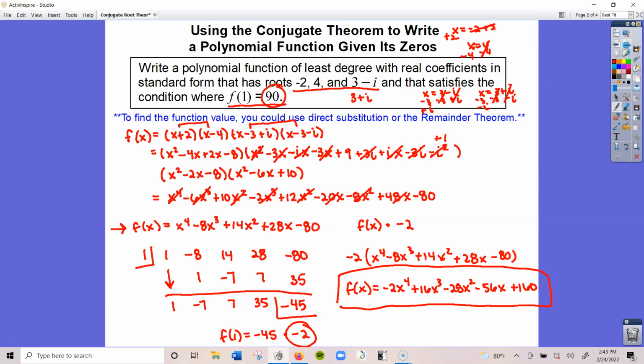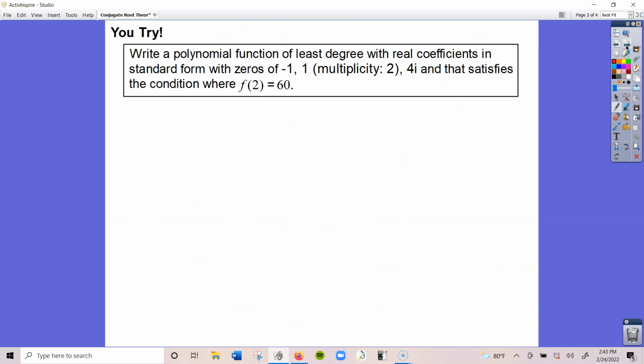Let's try another one. Write a polynomial function of least degree with real coefficients in standard form with the zeros negative 1, 1, which has a multiplicity of 2, and 4i, and that satisfies the condition where f of 2 is equal to 60.